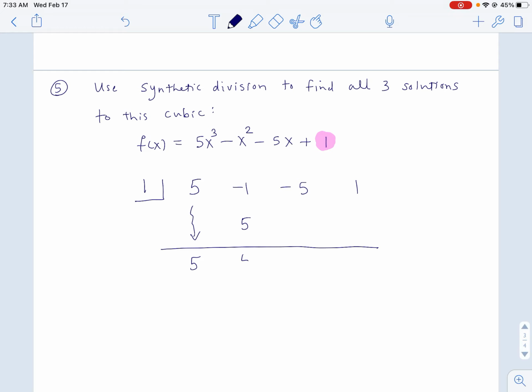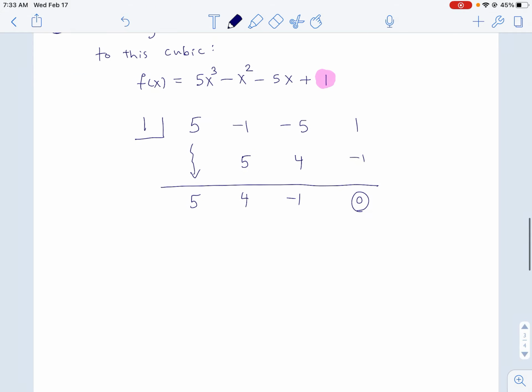And of course, you remember this algorithm. Bring down the 5, multiply, add down, multiply, add down, multiply, and I zero out. You know what that tells me? That tells me that this 1 is going to be one of my final answers. That's a solution. So I got 1 of them. I only need 2 more.